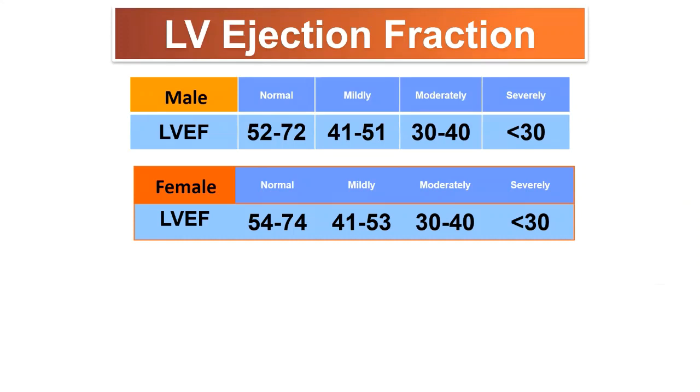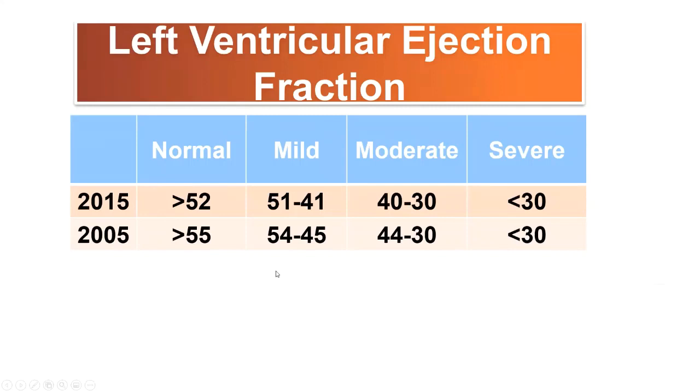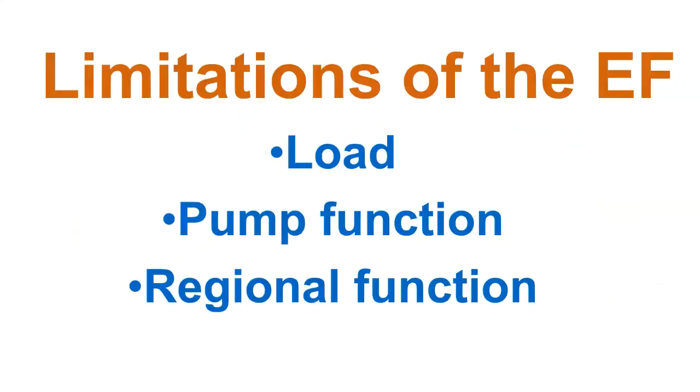Many clinical trials have used an ejection fraction of 50% to define the difference between heart failure with preserved ejection fraction versus heart failure with reduced ejection fraction. So keep in mind that the numbers are a little bit different than the echocardiography guidelines. But for the purpose of the examination, you should be thinking in terms of 52 and 54. Now, these numbers changed a little bit between the 2005 and 2015 chamber quantitation guidelines.